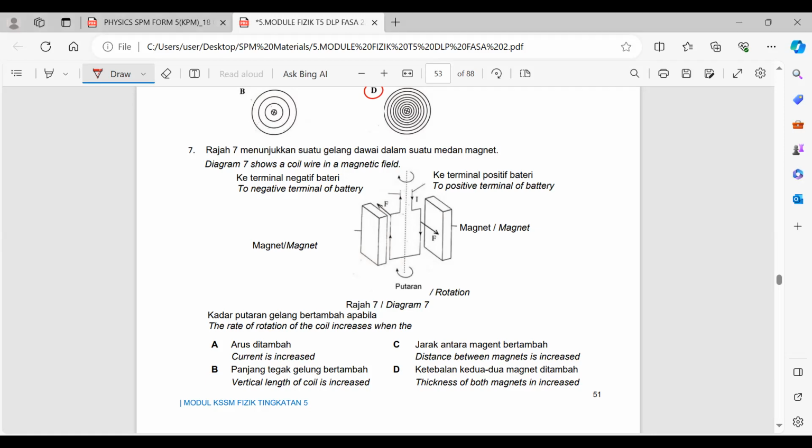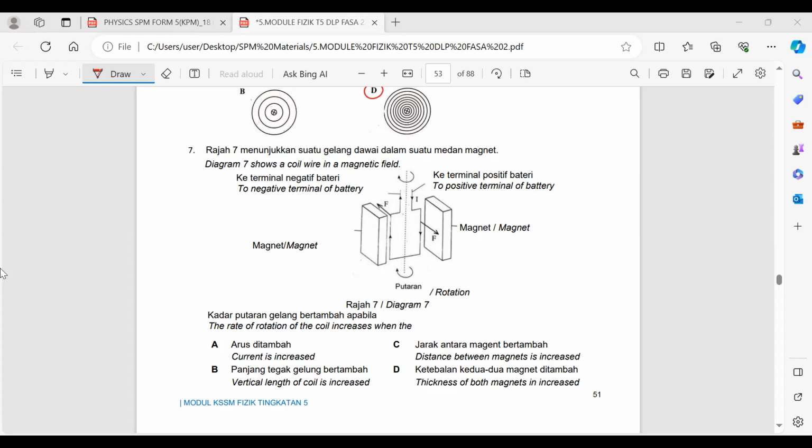Obviously, the current increase is one of the factors. Thickness of the magnet, no. Thickness of the magnet does not mean that the magnetic field is going to be stronger. Because the magnet can be thick, but that doesn't mean the magnetic field has to be stronger. A stronger magnet does not necessarily mean it must be bigger in size. But what I'm looking at is whether the vertical length of the coil is increased.